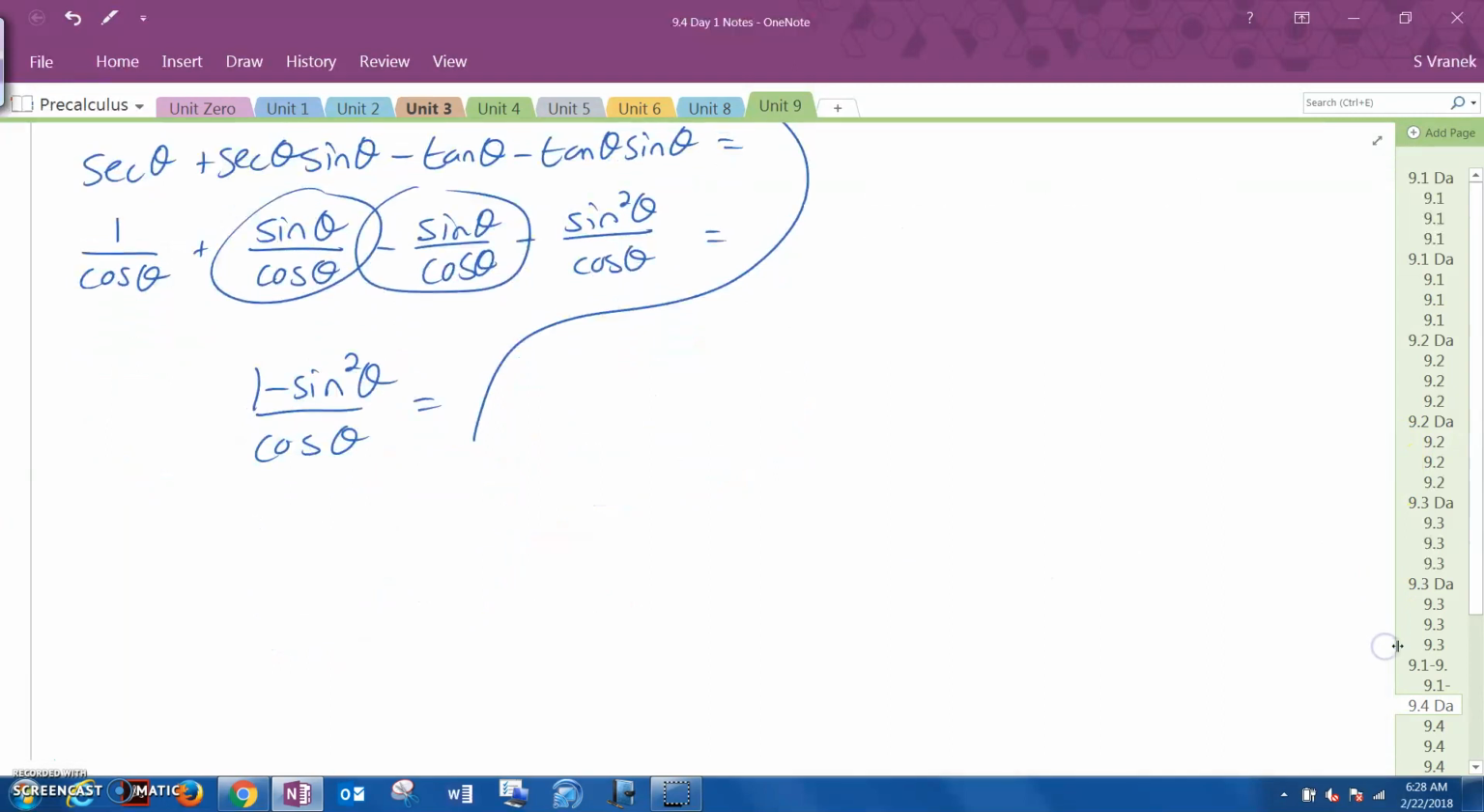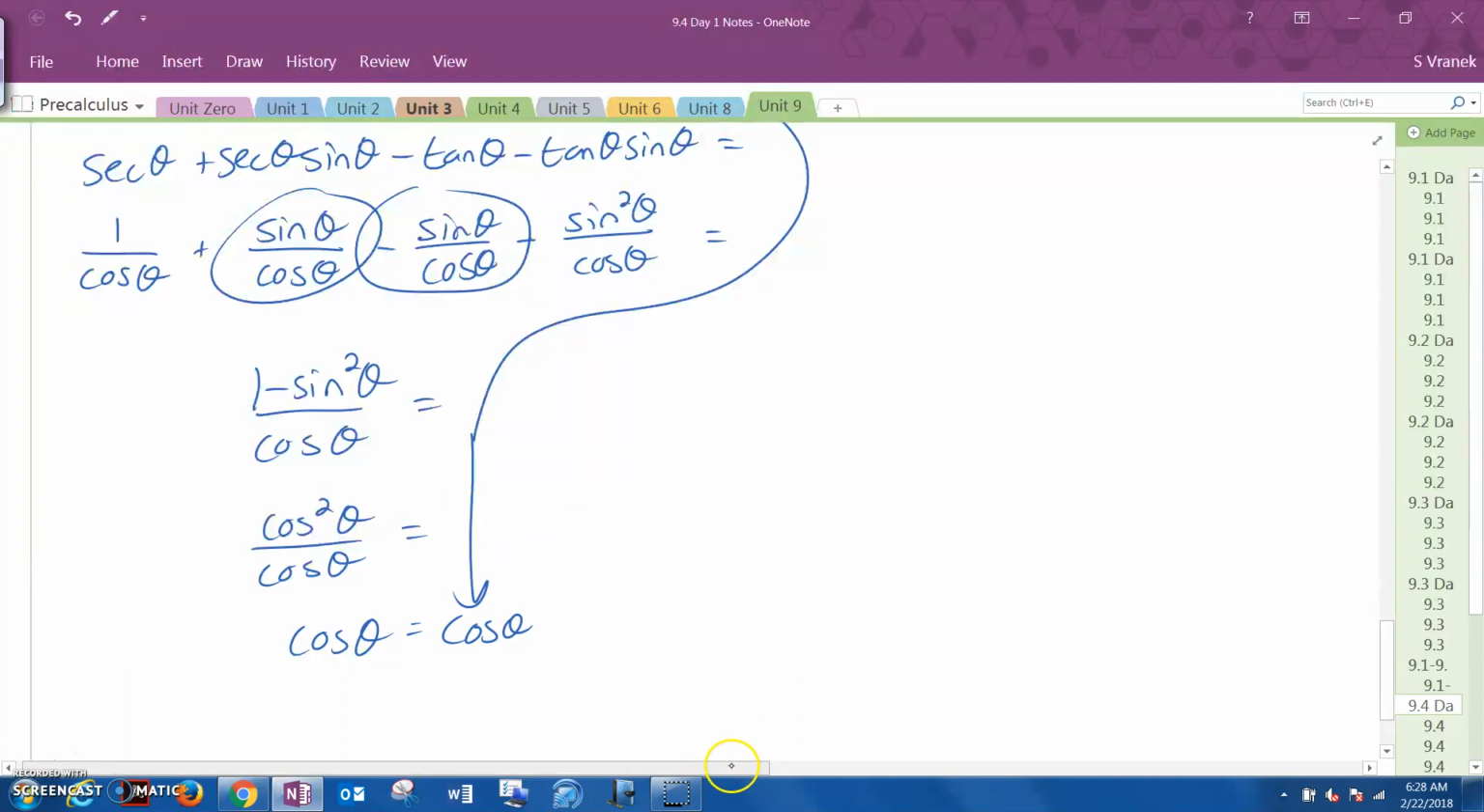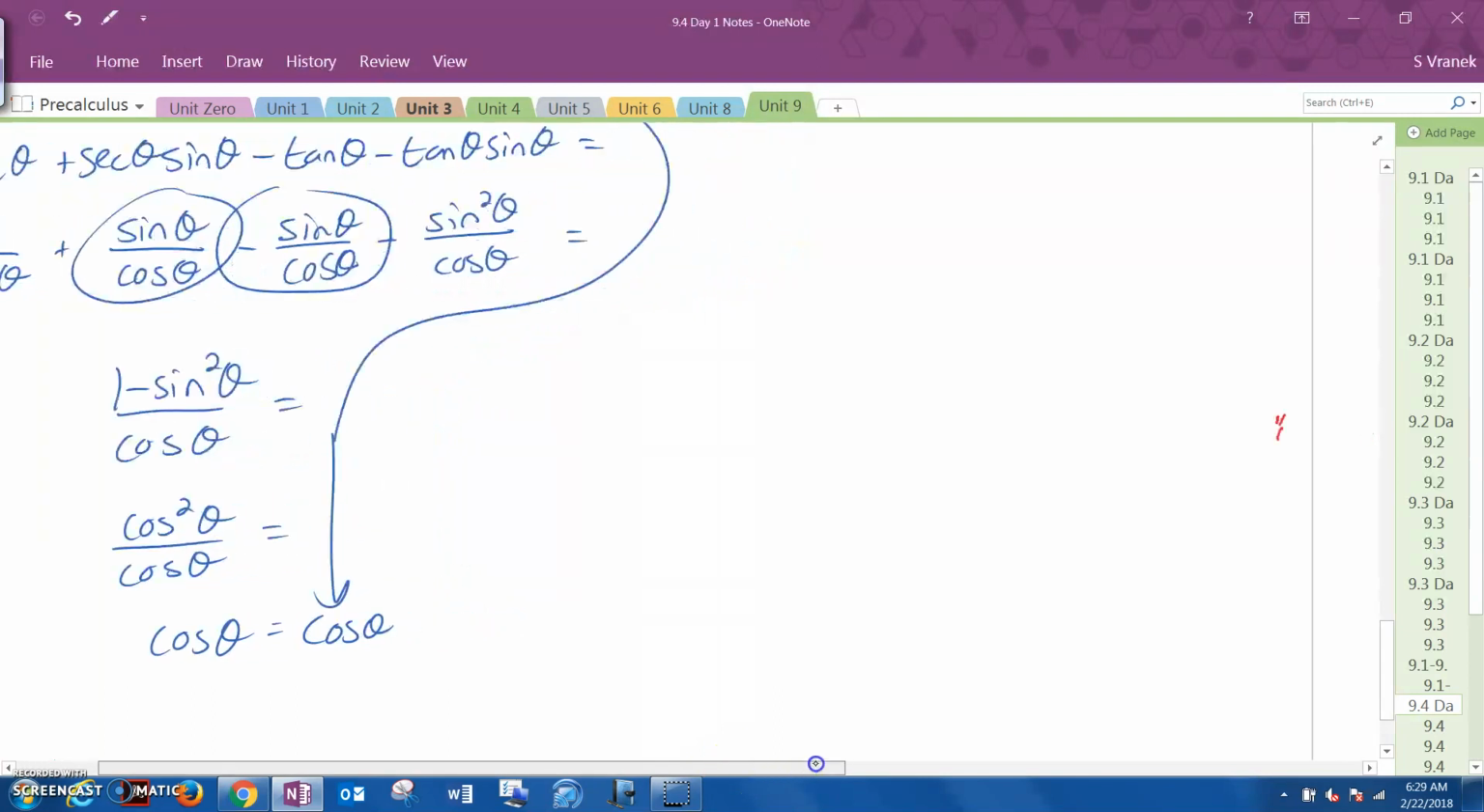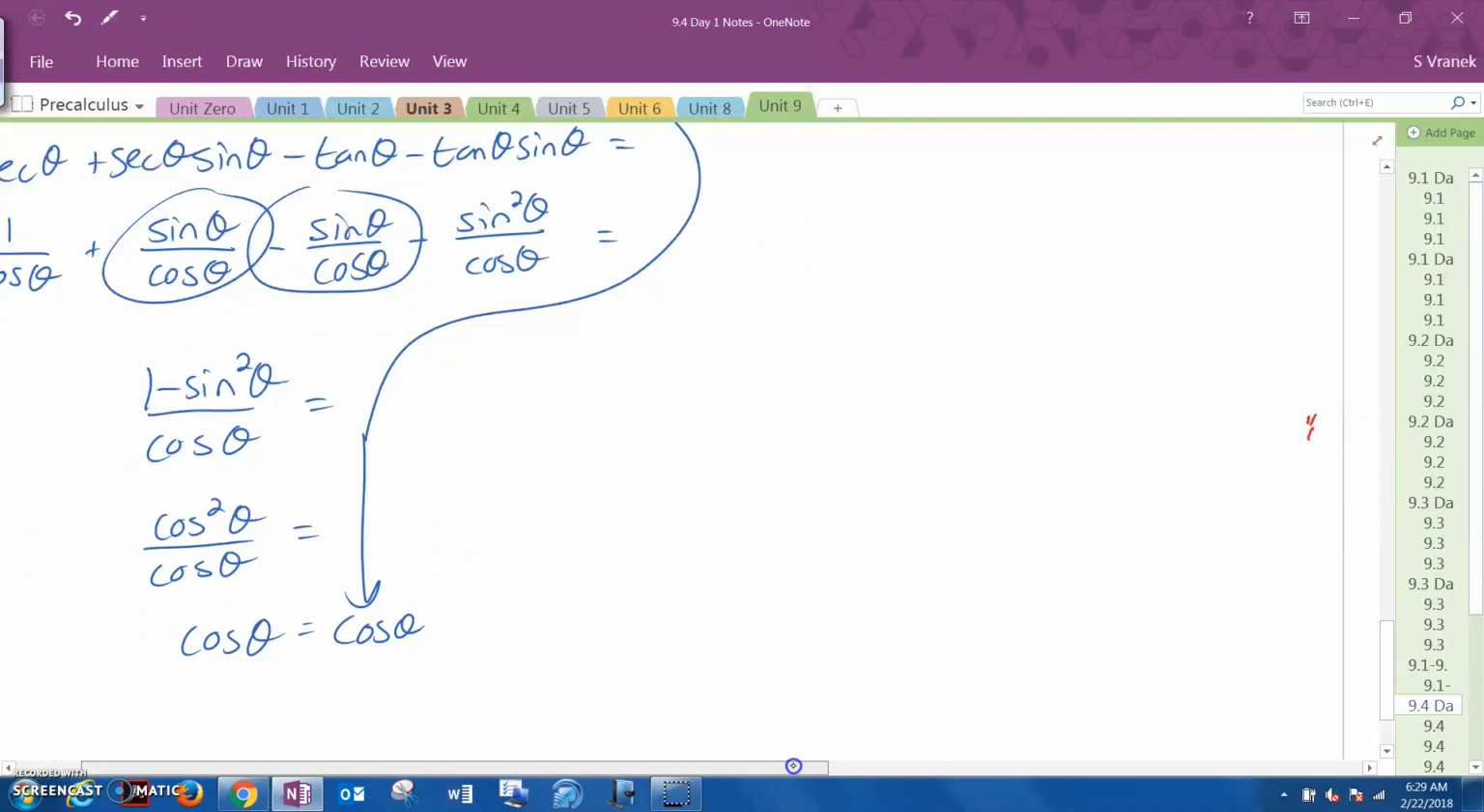Alright, now that I got here, I noticed that I have a sine squared. So I can do an identity. 1 minus sine squared is cosine squared. And sure enough, one of them will cancel on top with the one on the bottom, and we're left with just cosine of theta. Alright, so that one is a little bit more challenging just because there's a lot to do, but again, it's all algebra. You just have to try to simplify it down as much as you can.